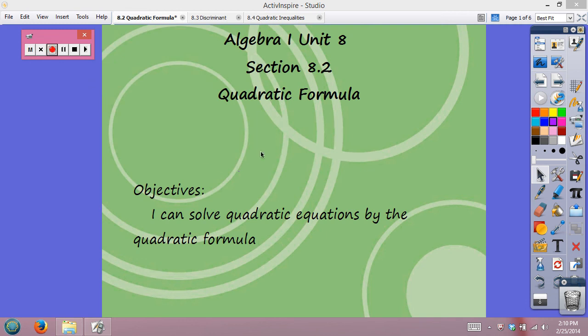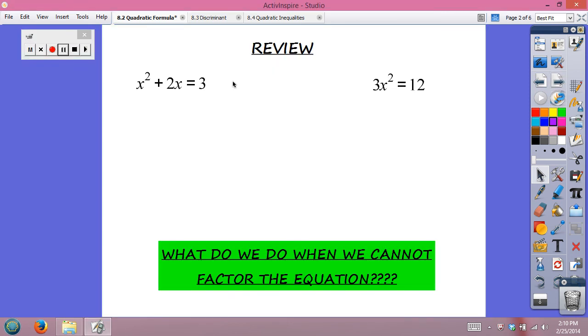In this lesson, we are going to solve quadratic equations by using the quadratic formula. The first thing we'd like to do is take a quick review of something that we've already done, and that is factoring or using the square root.